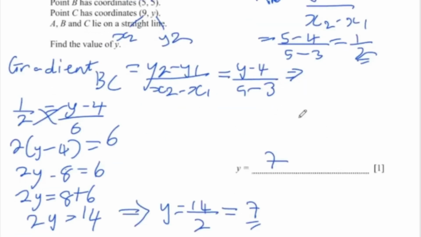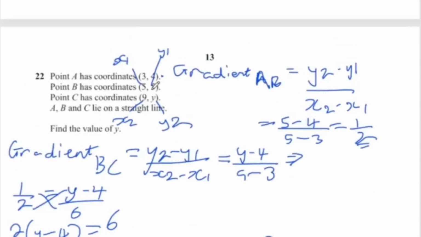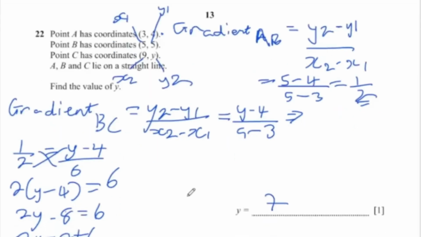lengthy like this. All you need to recognize is you can easily evaluate the gradient by simply saying, okay, let me get the gradient of AV, y2 minus y1, quickly substitute this, recognize that the answer is half, then you try to do the gradient again, because the straight line, the gradient should remain the same. So half, in this case, we made use of coordinates B and C. If I decide to make use of coordinates A and C, we'll still get the same answer, because it is a straight line, and the gradient of a straight line doesn't change.